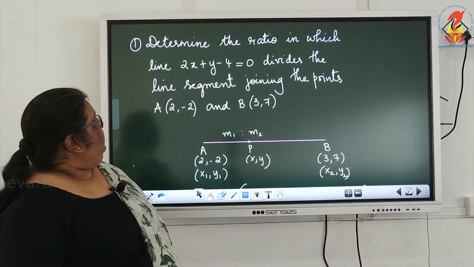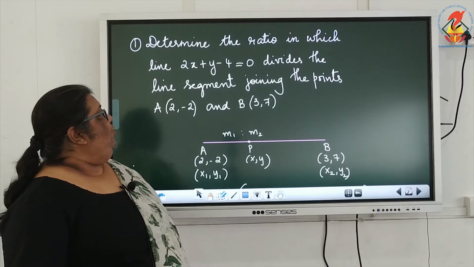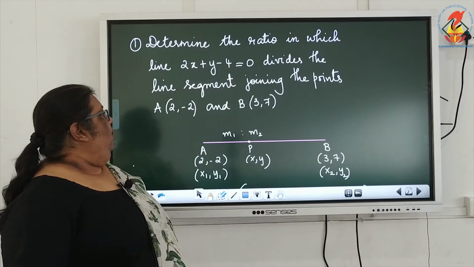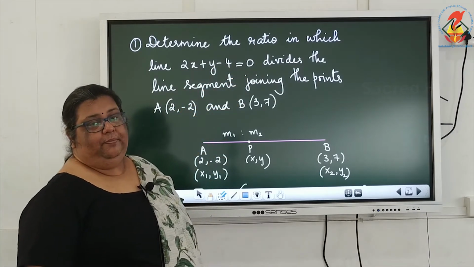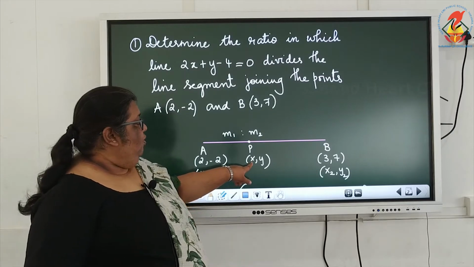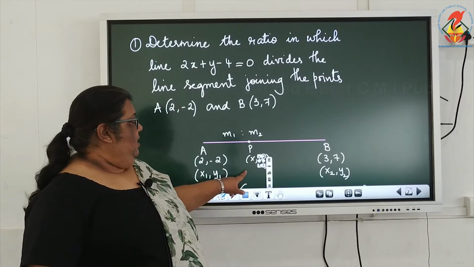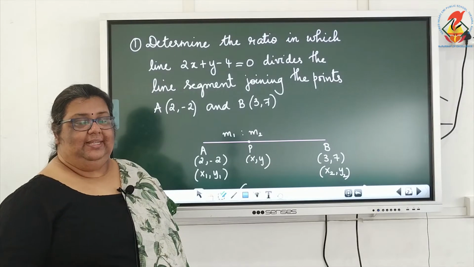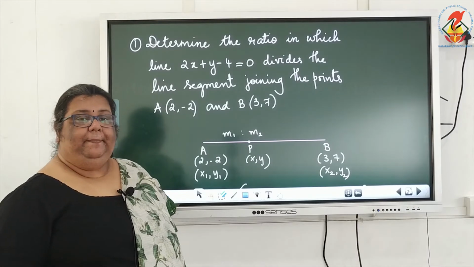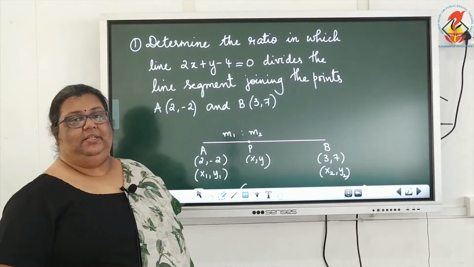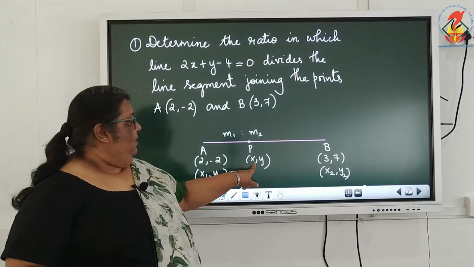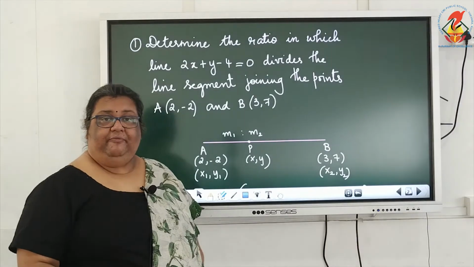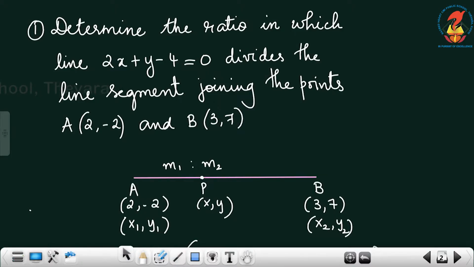Now what should you find here? Determine the ratio in which the line 2x plus y minus 4 equals 0 divides the line segment joining the points. So you need to find the coordinate of P and then you need to find m1 is to m2. Okay, so there is a line segment AB. P is a point on the line segment. The coordinate of P is ordered pair x, y and P divides the line segment in the ratio m1 is to m2. Okay.